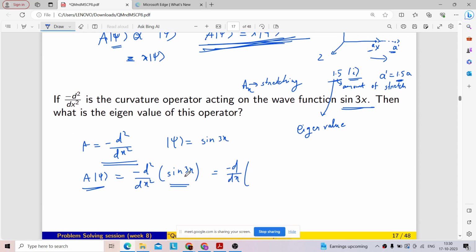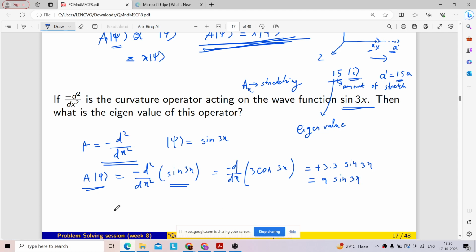What will happen if I do one derivative of sine? It will be cos, and the constant will come out using the chain rule, so this is 3 cos 3x. Now if I apply the derivative once more, the derivative of cos is minus sine. So this will give me minus 3 times 3 sine. There was one minus already, so this will be plus, 9 sine 3x.